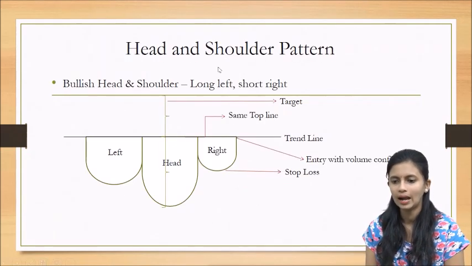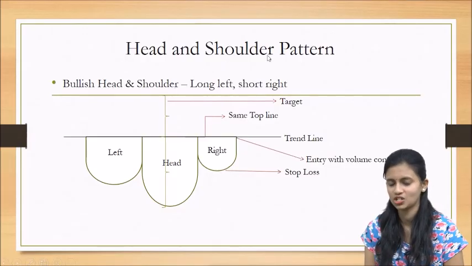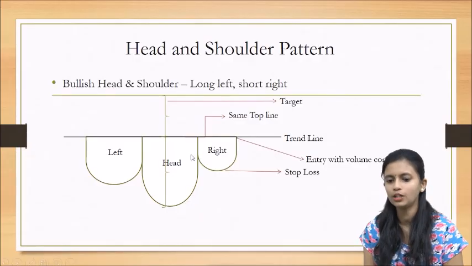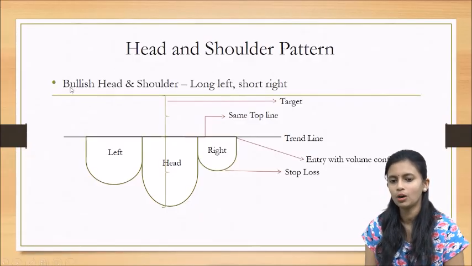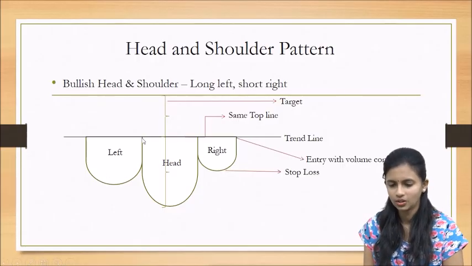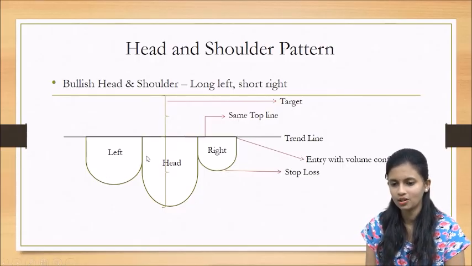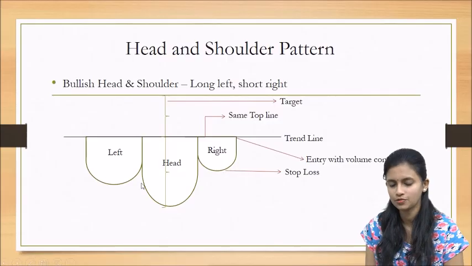Next pattern is the head and shoulder pattern. What is it all about? You have two types of head and shoulder pattern: bullish head and shoulder and bearish head and shoulder. As the name itself suggests, this pattern will have one head and two shoulders. If you are talking about bullish head and shoulder, then it should look something like this. You can see this is the head, which is longer, and your right shoulder should be higher than the left shoulder. Right shoulder should always be higher than the left shoulder. If the left and right shoulders are equal, then we don't consider it to be a head and shoulder pattern.